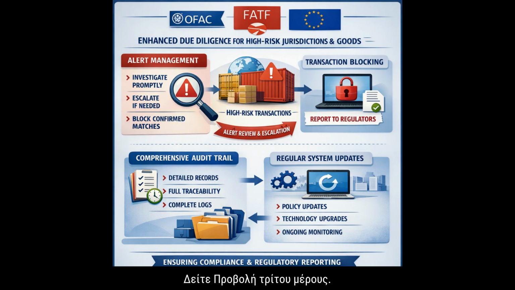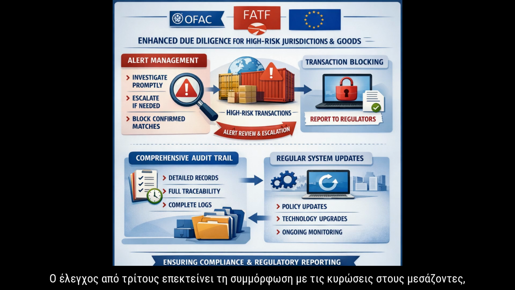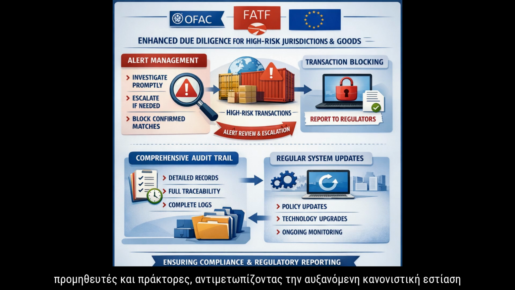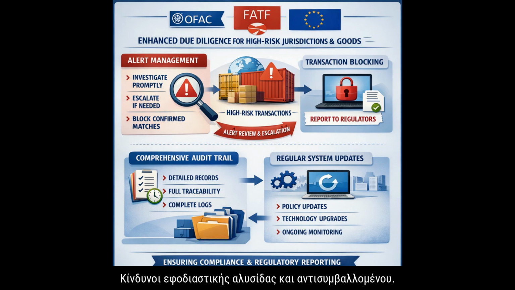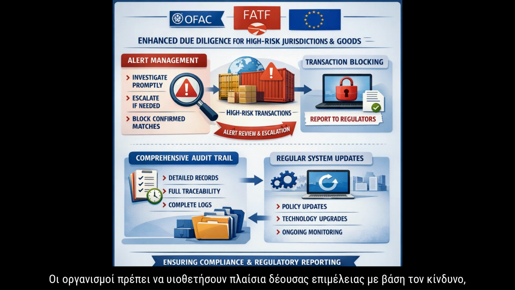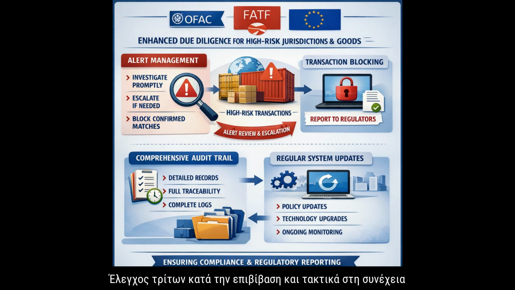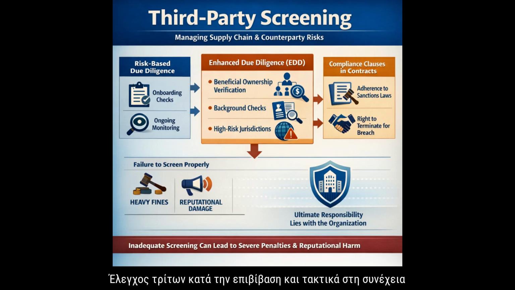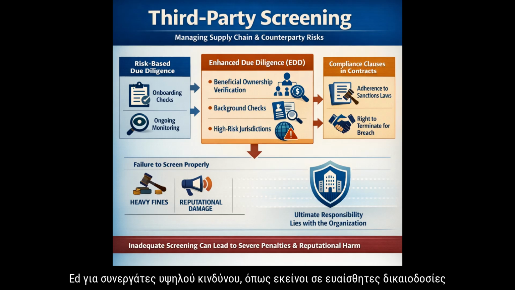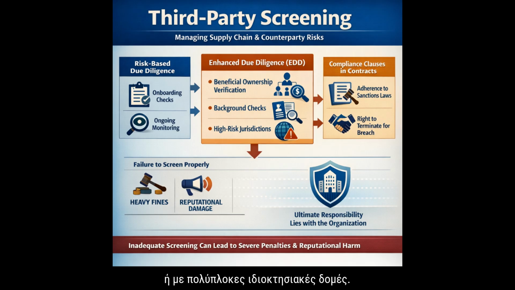Third-party screening. Third-party screening extends sanctions compliance to intermediaries, suppliers, and agents, addressing growing regulatory focus on supply chain and counterparty risks. Organizations must adopt risk-based due diligence frameworks, screening third parties at onboarding and regularly thereafter, with enhanced due diligence (EDD) for high-risk partners, such as those in sensitive jurisdictions or with complex ownership structures.